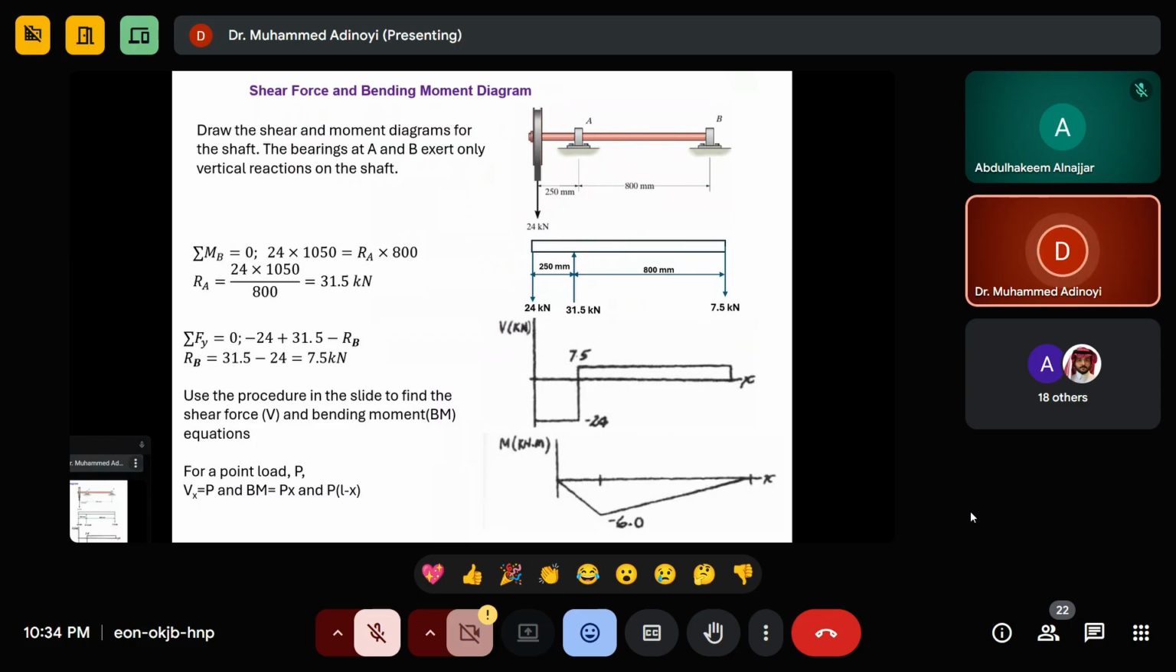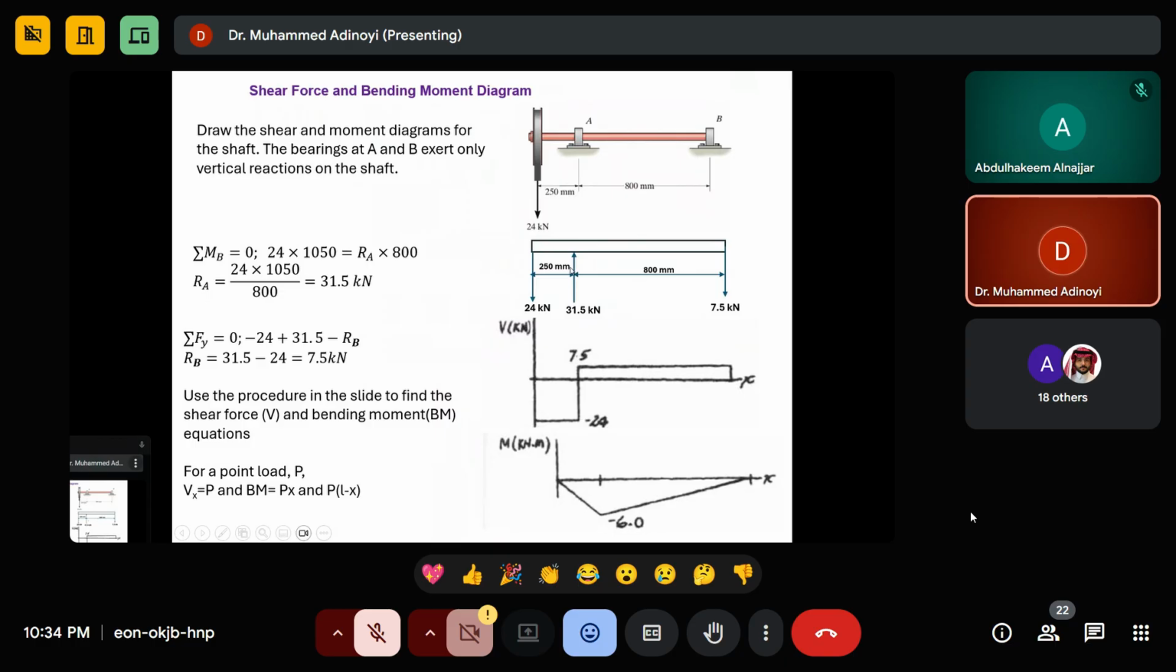Shear force and bending moment diagram. So, again, you have to find the reaction. This is a rigid body. For a rigid body, you find the reaction by taking moment about any point that is convenient for you. For example, the bending moment here is what? 24 multiplied, because you are given this question, you don't know the reactions here.